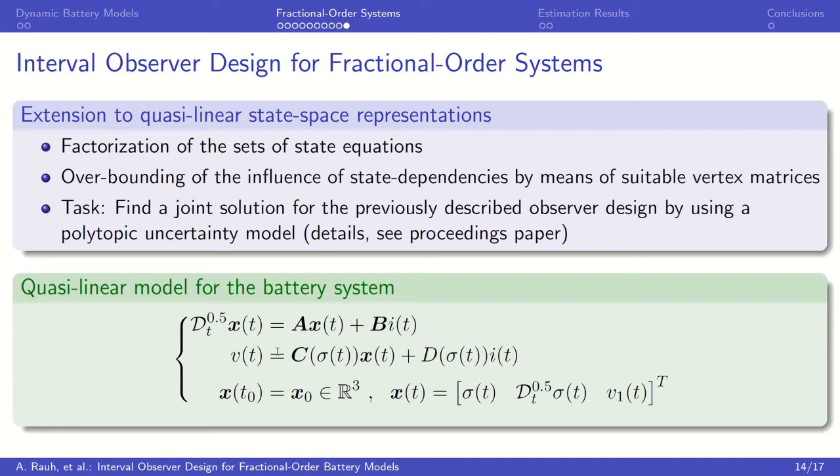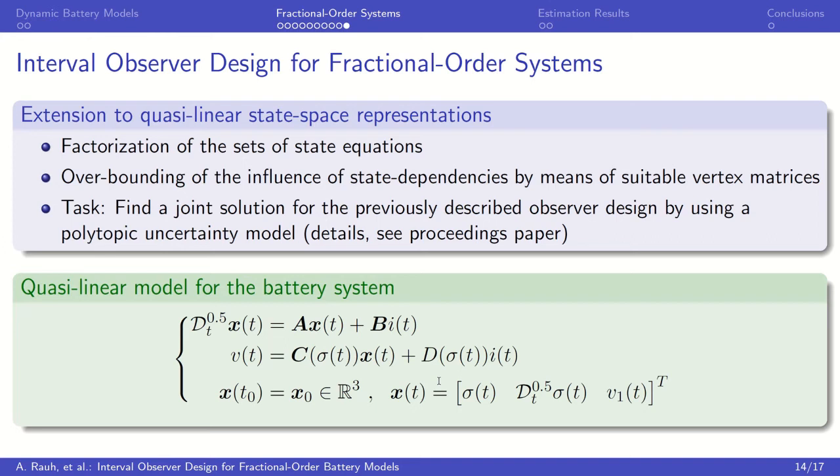Coming back to our application scenario, namely the state of charge estimation for a battery system, we have to derive the corresponding quasi-linear state space representation where A, B, and in our case especially the output matrix C and the feed-through term turn into state-dependent entries.